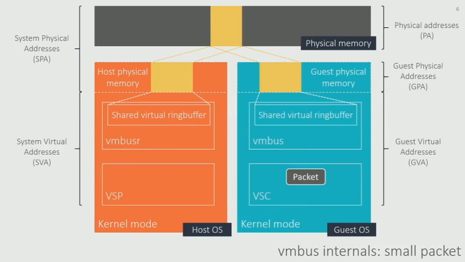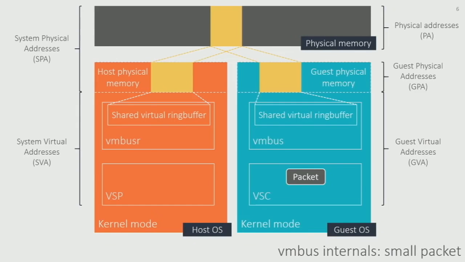Basically, what's going to be happening there is you're just going to pick a piece of physical memory, and you're going to map it in both the host's memory space and the guest memory space. Once that happens, you can have VMBus interpret that piece of memory as a ring buffer, which means that you're going to copy a packet into it, and another packet, and another packet, and then when you run out of space, you just start over.